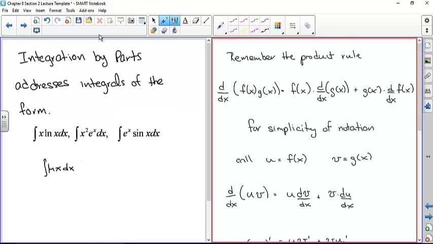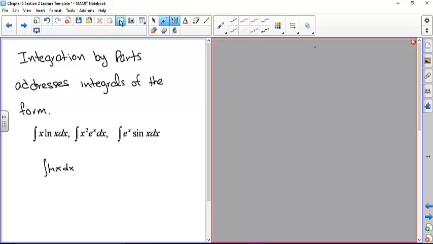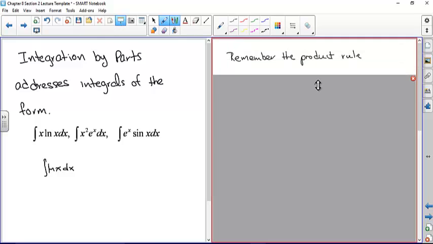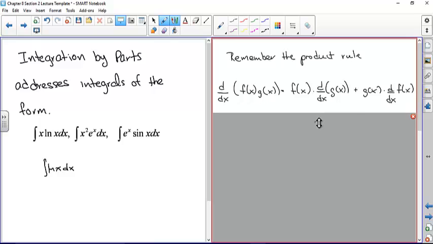So here's the derivation of the formula, how it works. It's kind of like integrating factor. What we're going to do is take advantage of the product rule, but in a different format. The product rule says that the derivative with respect to x of a product of two functions is the first function times the derivative of the second function plus the second function times the derivative of the first function.